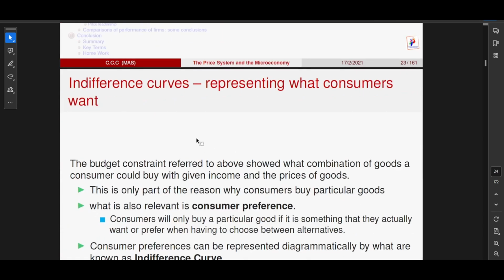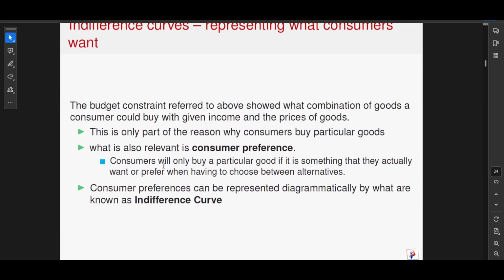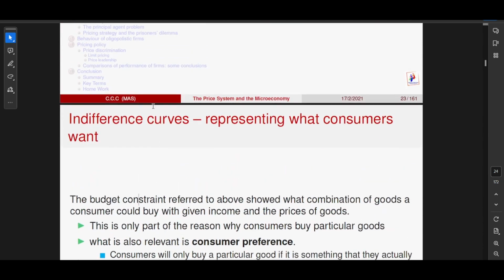The first thing we learn is that there's a budget curve, right? We know everybody is limited by how much money and income they have, and how much of a given combination of two products they can buy. The next thing we need to take into consideration is what is called an indifference curve. What does indifference mean? What does it mean to be indifferent?